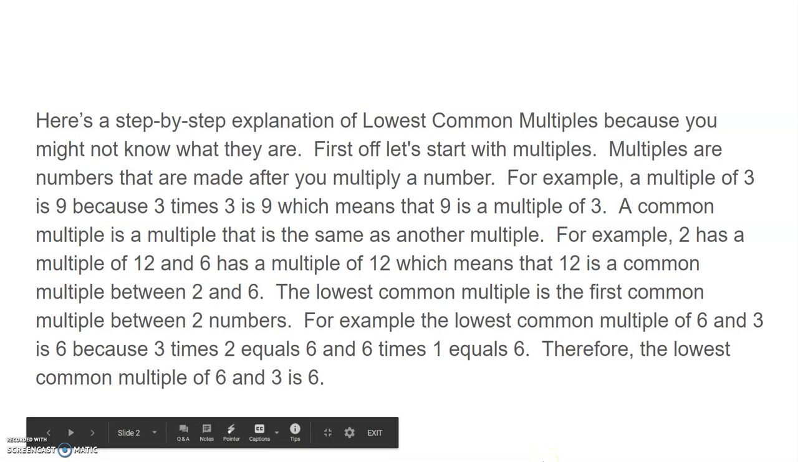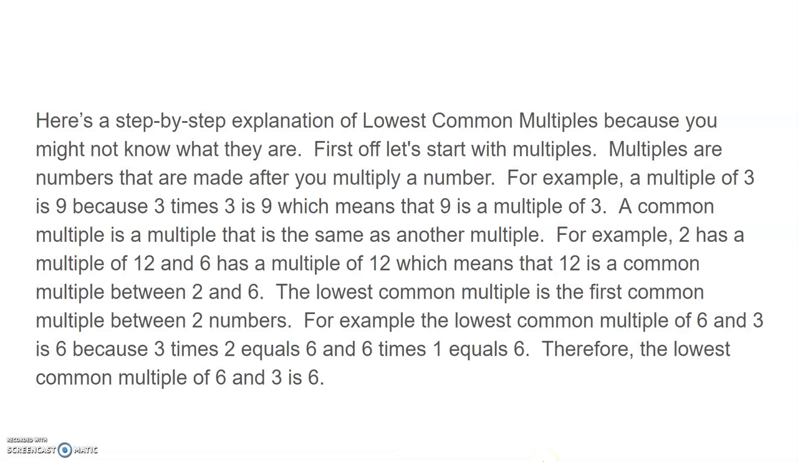Here's a step-by-step explanation of lowest common multiples because you might not know what they are. First off, let's start with multiples. Multiples are numbers that are made after you multiply a number. For example, a multiple of 3 is 9 because 3 times 3 is 9, which means that 9 is a multiple of 3. A common multiple is a multiple that is the same as another multiple.